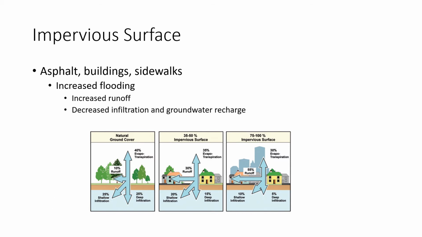In urban centers, we have a lot of impervious surface. So asphalt, buildings, sidewalks, you name it, in an urban center, it's probably not going to allow the infiltration of water. And so you end up with a lot of runoff, so you have a lot of flooding. And then also you have a decrease in groundwater recharge. So obviously your water supplies are going to decrease as well.